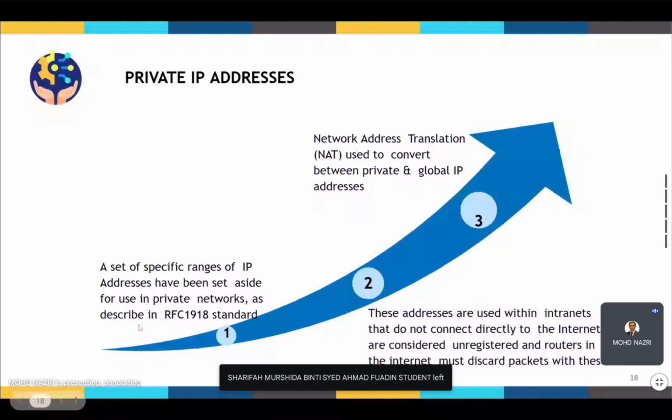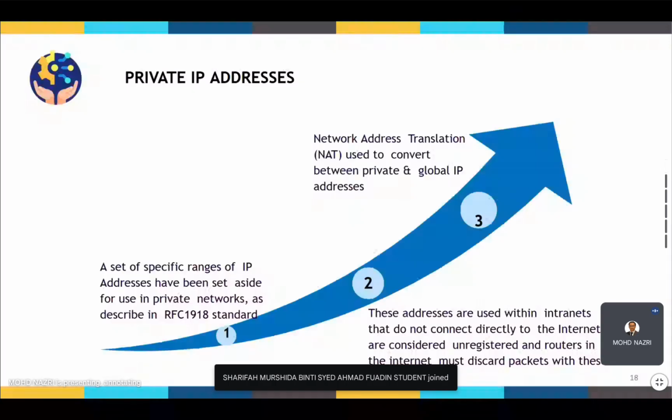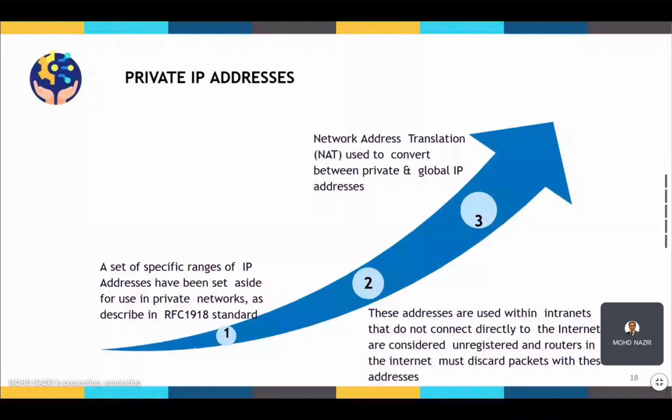You can find it in ChatGPT, just type RFC 1918, and it will tell you the addresses for the private IP. These addresses are used within intranets that do not connect directly to the internet. They are considered unregistered, and routers in the internet must discard packets with these addresses. What it means is that a private IP address is not a global IP address. Routers on the internet do not recognize this IP address. They cannot see it.